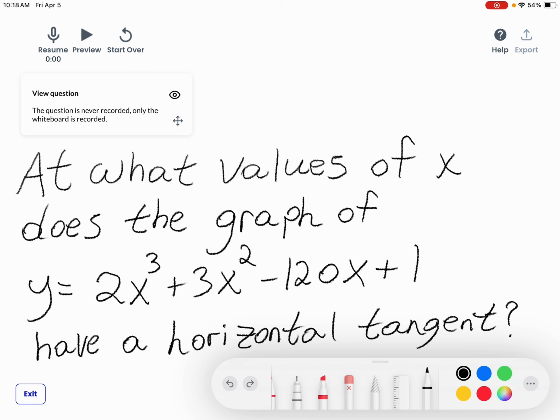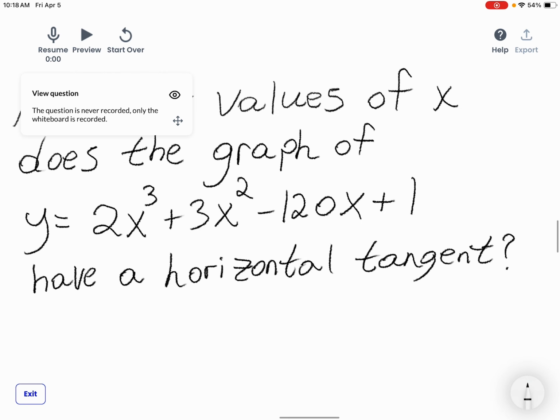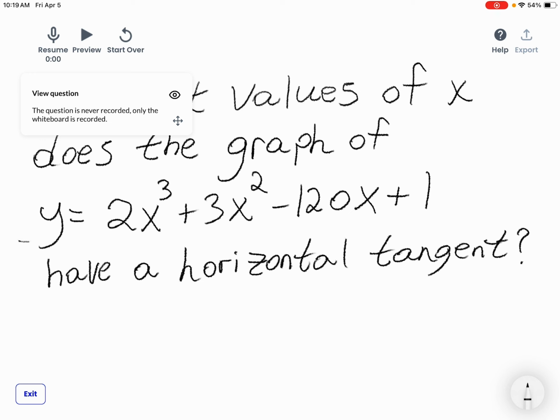Think about just a horizontal line. What is the slope of a horizontal line? Well, the slope of a horizontal line is 0. So when the slope of the tangent line is 0, that's going to give us a horizontal tangent line. So all we've got to do is look at the function here, y is equal to 2x cubed plus 3x squared minus 120x plus 1.